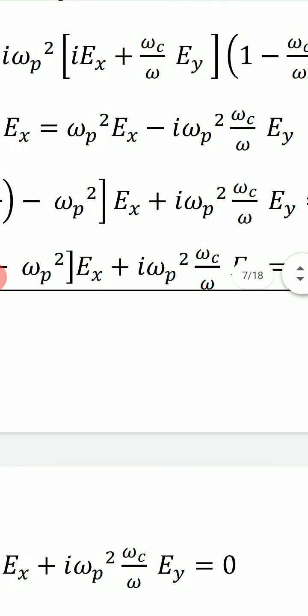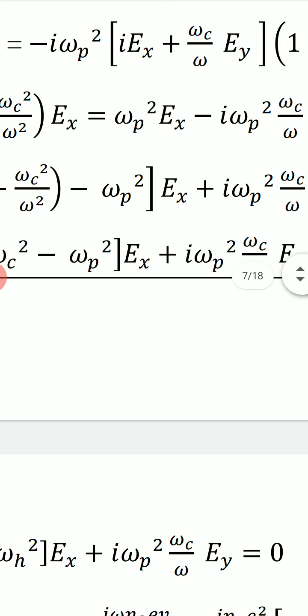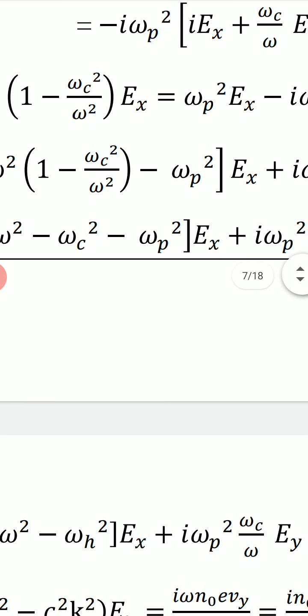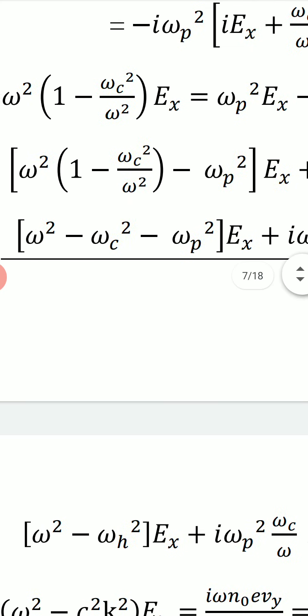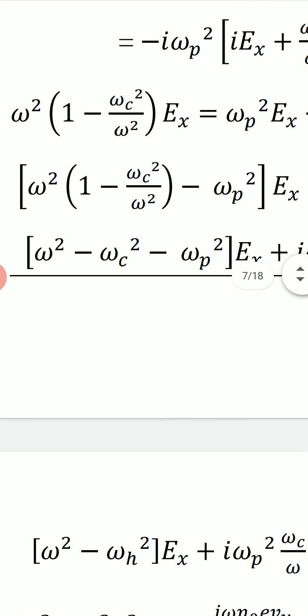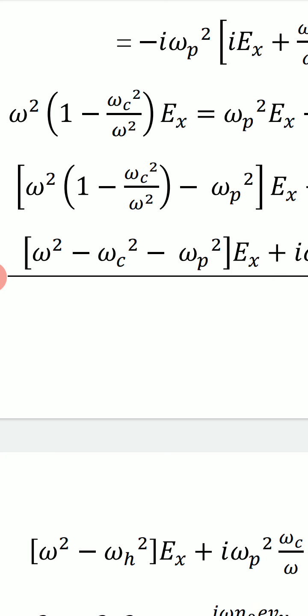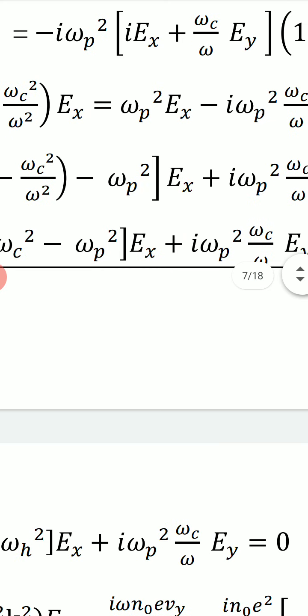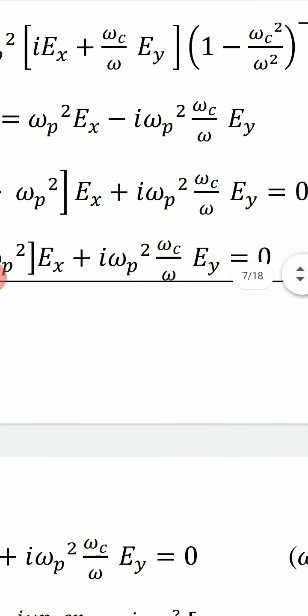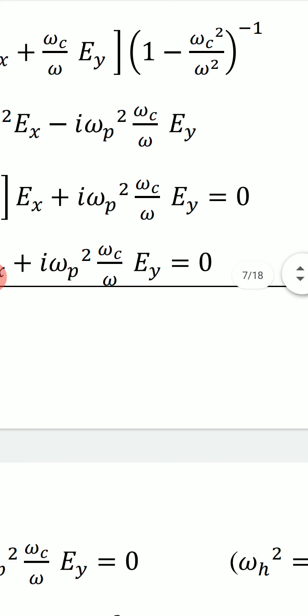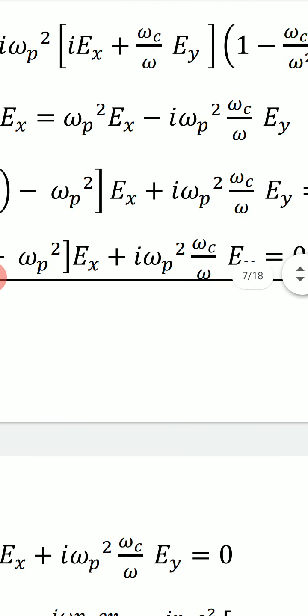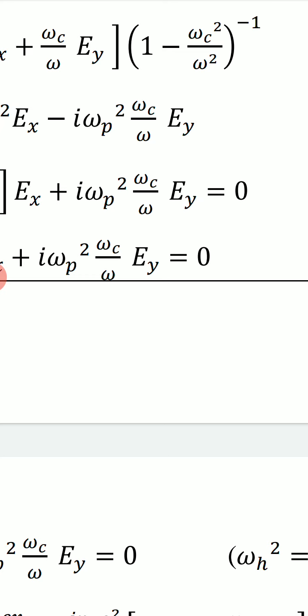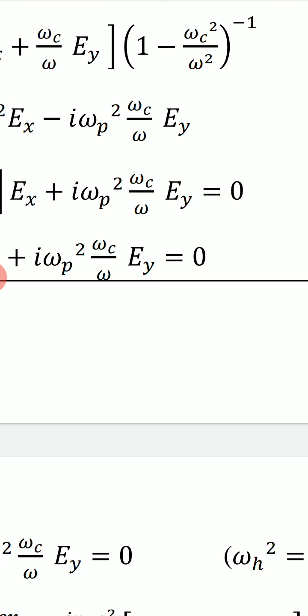Now put these two terms of Ex together on the left hand side and take Ex common. We have, with Ex, omega square into (1 minus omega c square upon omega square) minus omega p square. And also keep the remaining term on the left hand side. It will become plus i omega p square omega c upon omega Ey equal to 0.